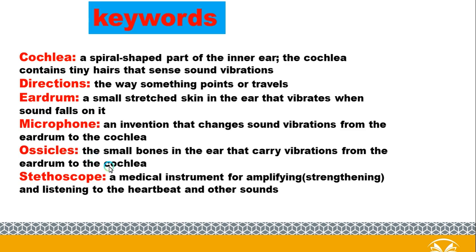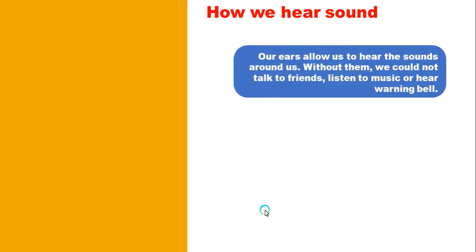Ossicles, the small bones in the ear that carry vibrations from the eardrum to the cochlea. Stethoscope, a medical instrument for amplifying. Amplifying means making it big, and listening to the heartbeat and other sounds. Okay, all these keywords, we're going to be meeting them in our lesson. Let's go to the next outline.